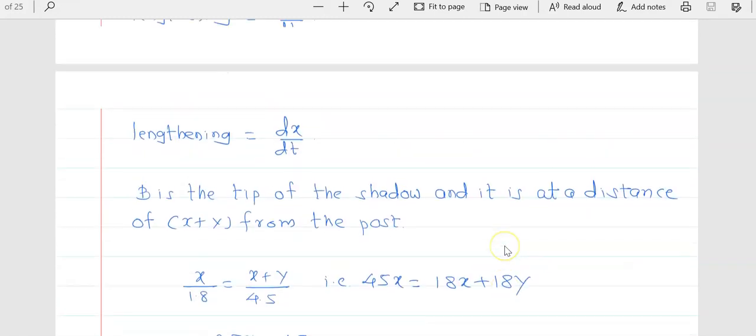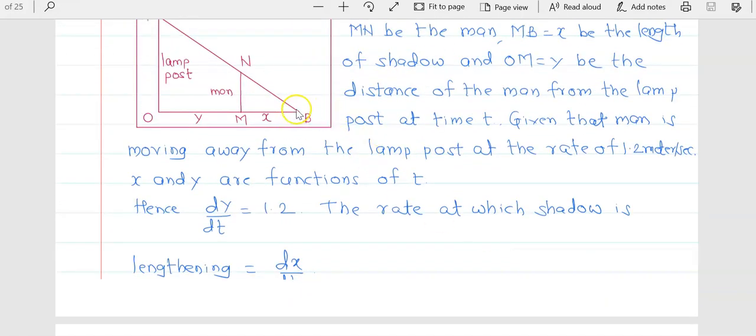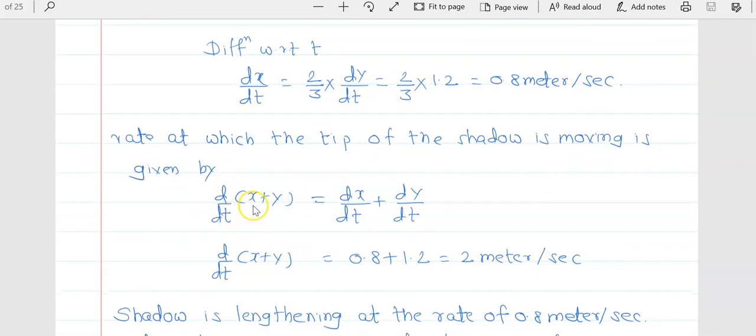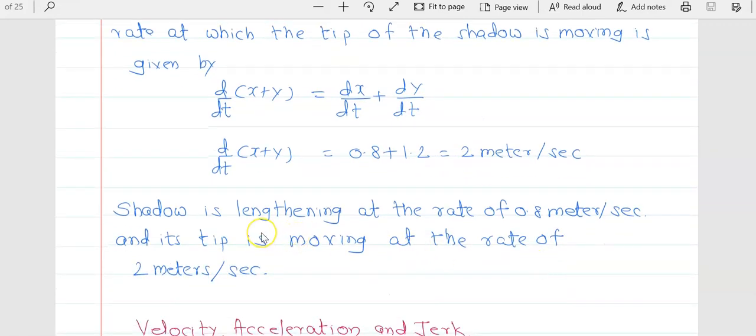Now the tip of the shadow means what? This tip is moving, so we have to consider x plus y and differentiate it. Therefore, d/dt of (x plus y) is equal to dx/dt plus dy/dt. dx/dt is 0.8, dy/dt is 1.2, and if you add them, you get 2 meter per second. That's why the shadow is lengthening at the rate of 0.8 meter per second, and its tip is moving at the rate of 2 meter per second.